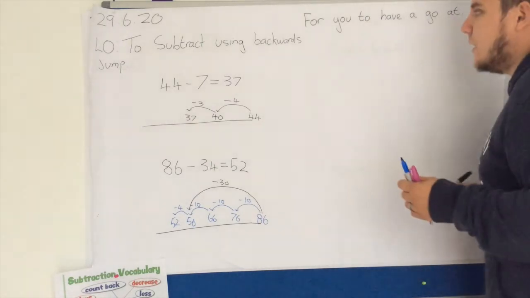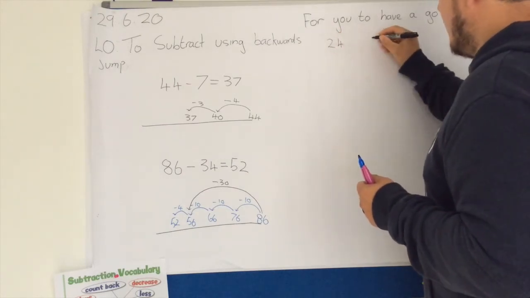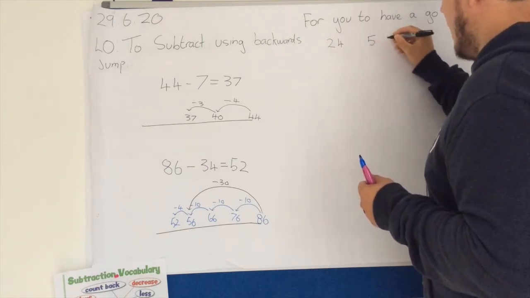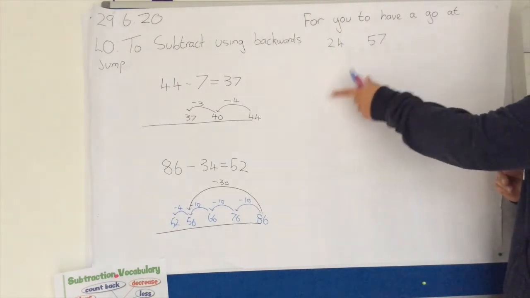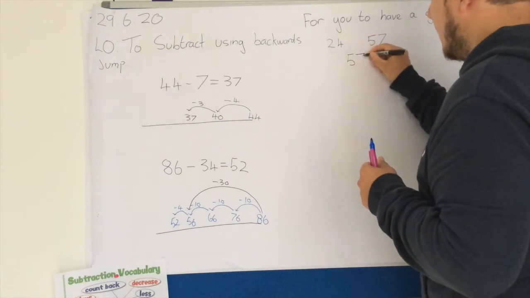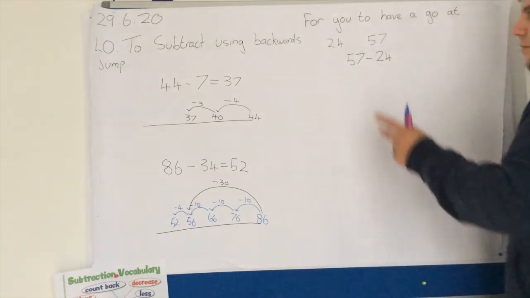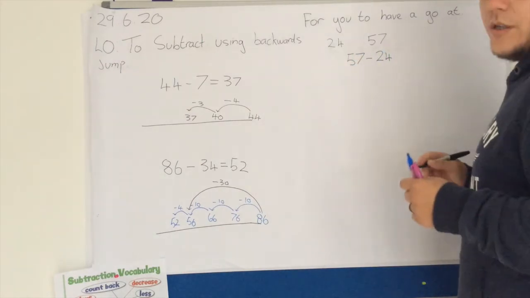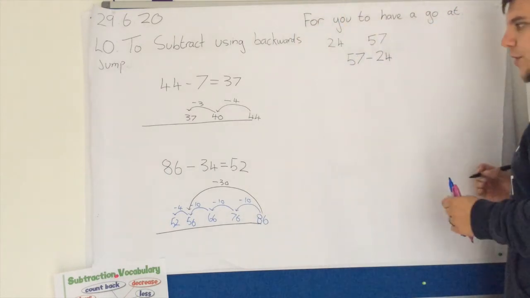Okay, so for example, I might roll the dice and I might get 24, and then I might roll a 5, and then I might roll a 7. Okay, so I've got a 24 and a 57. When I'm writing my calculation, I need to make sure that I put 57 take away 24. Okay, so that's my calculation there. I don't want to do 24 take away 57 because we're going into negative numbers, and that's a whole other thing. So I want my biggest number first.